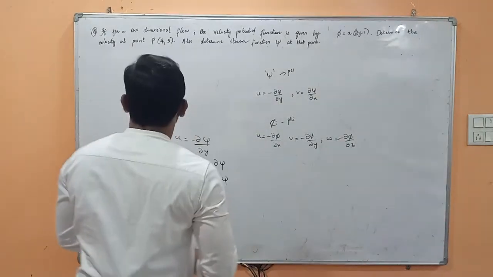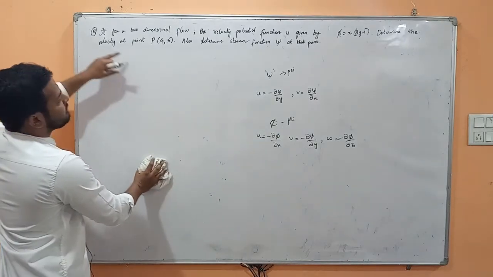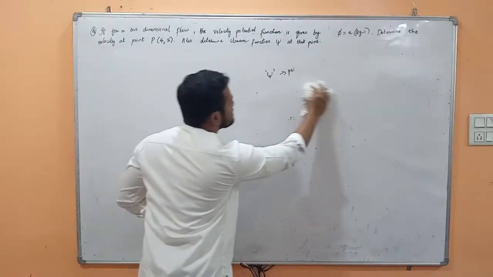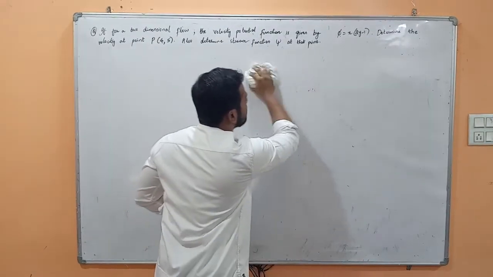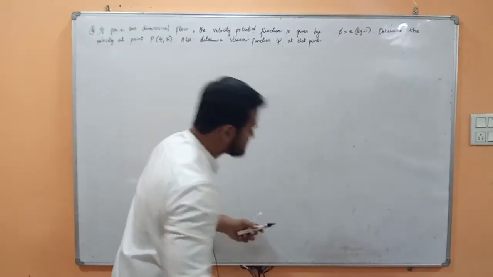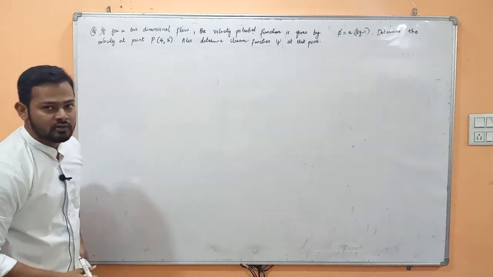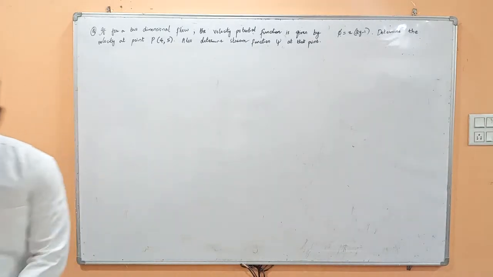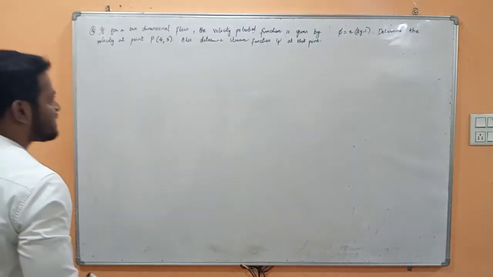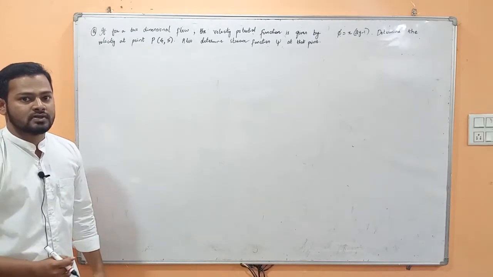So I will read out the next question. If for a two-dimensional flow, the velocity potential function is given by phi is equal to x into 2y minus 1. This question has been asked in the previous papers as well for 5 marks, and these questions are very important. The problems on velocity potential function and stream functions are very important, and frequently these types of problems have been asked in the final exams as far as the Osmania University syllabus is concerned.